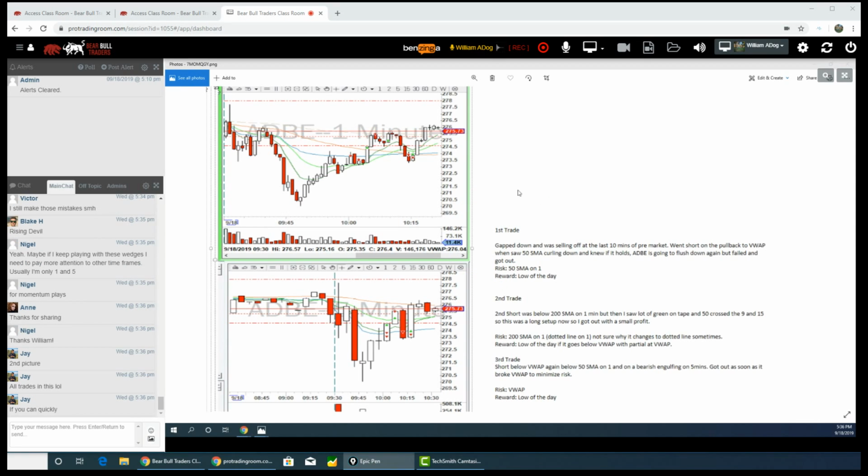I'll take this one. Gap down and was selling off in the last 10 minutes of pre-market. Went short on the pullback to VWAP. When I saw the 50 moving average curling down, I knew if it holds, ADB is going to flush down again, but it failed and I got out. Risk, 50 SMA. Reward, low of the day.